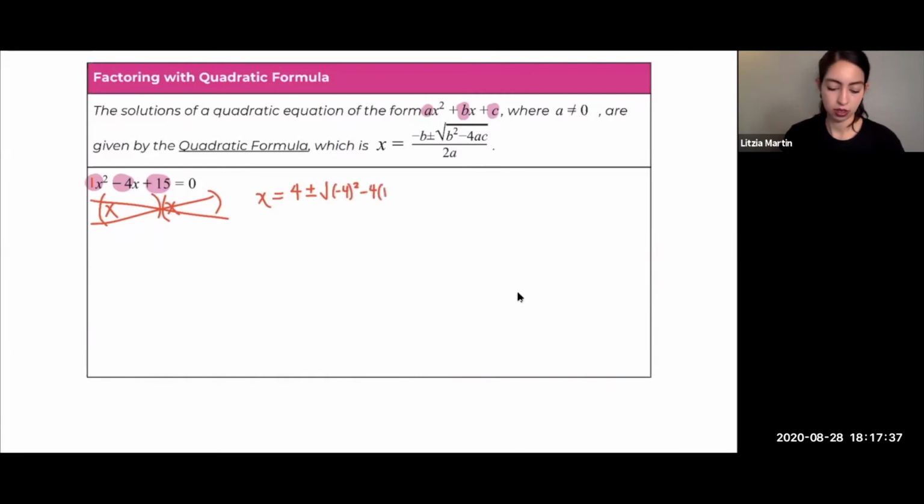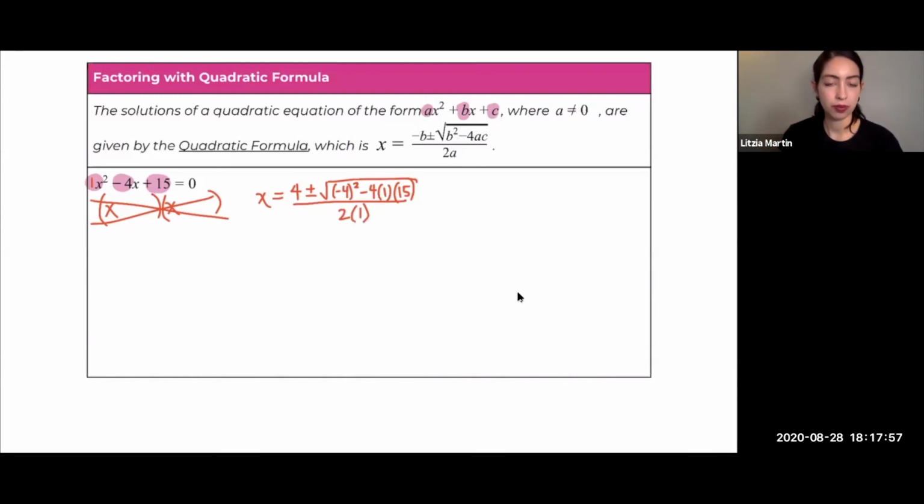4ac, and my c is 15, all over 2a. Oops, my a is 1. There we go. So this is going to give us the factors.